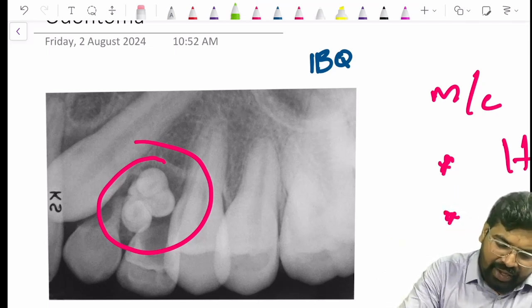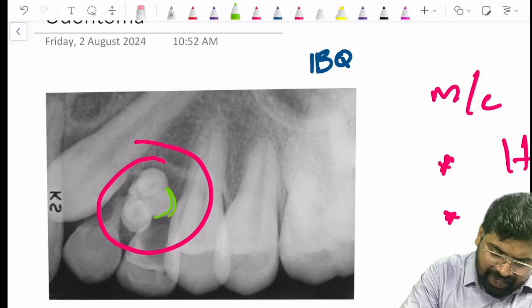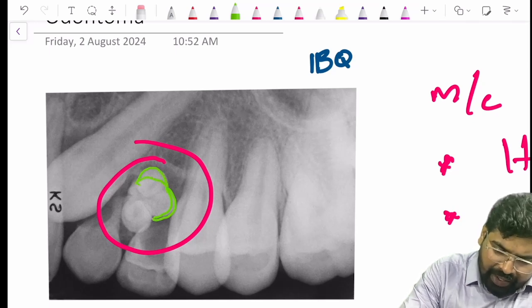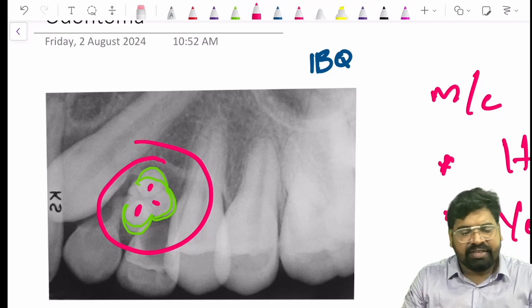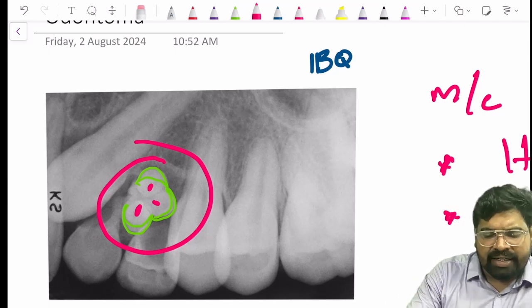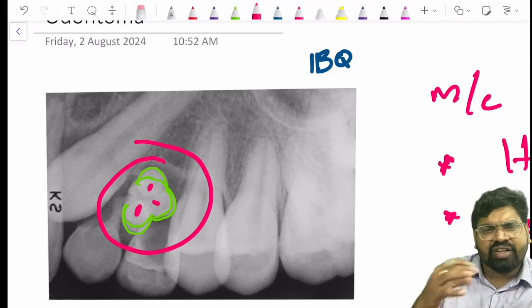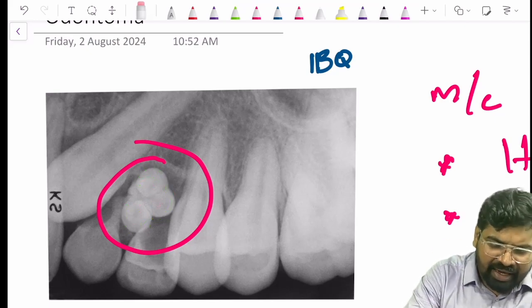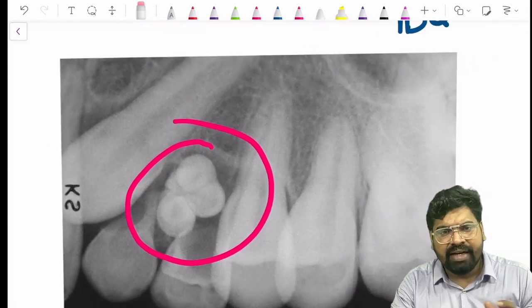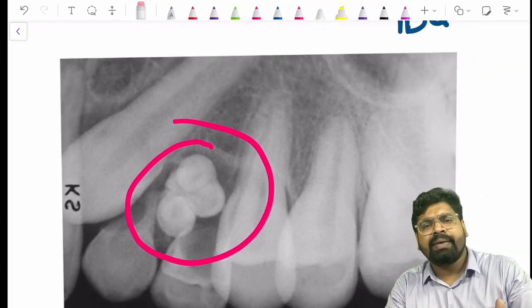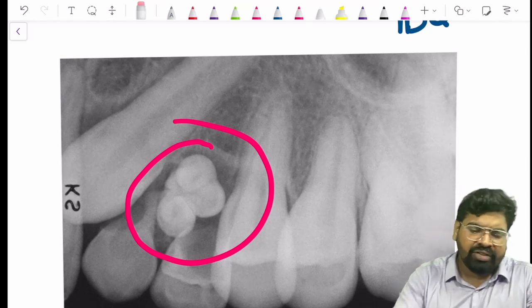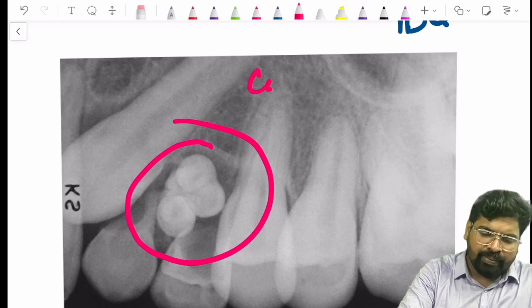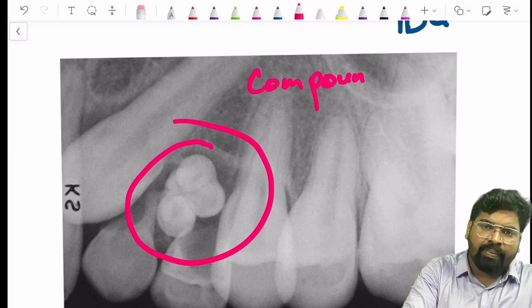In this you can see, I can appreciate a piece of enamel, some kind of pulpal tissue inside, and in between there is dentine. It is looking like a tooth, like it has a structural arrangement of a tooth. I will erase and you can see it again a little clearer. Enamel, dentine and pulp. The arrangement is there. So this is a compound odontoma.